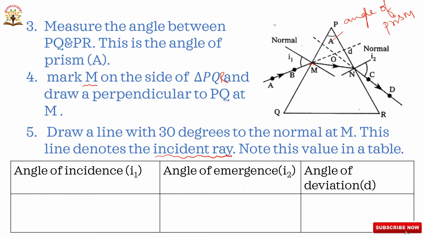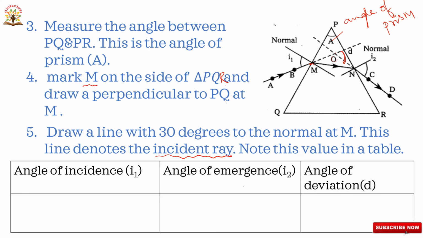Angle of deviation is nothing but the angle between the extended incident ray and the extended emergent ray. These two rays are meeting at this point. This point is O. This is the angle of deviation D. The angle between the extended incident ray and the extended emergent ray is known as the angle of deviation.